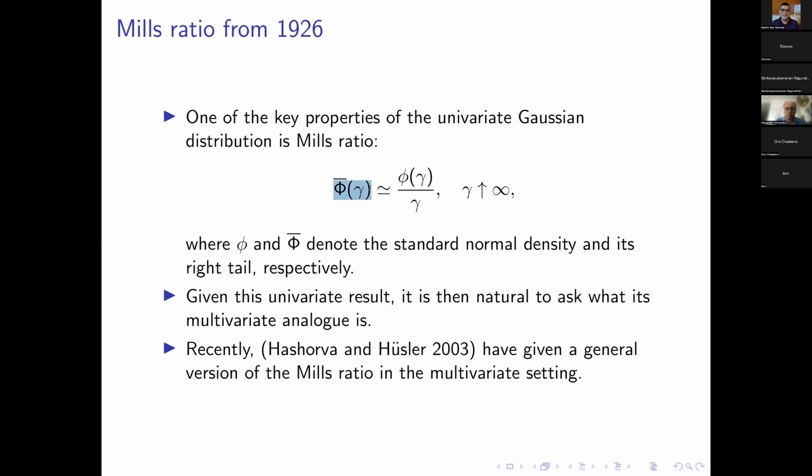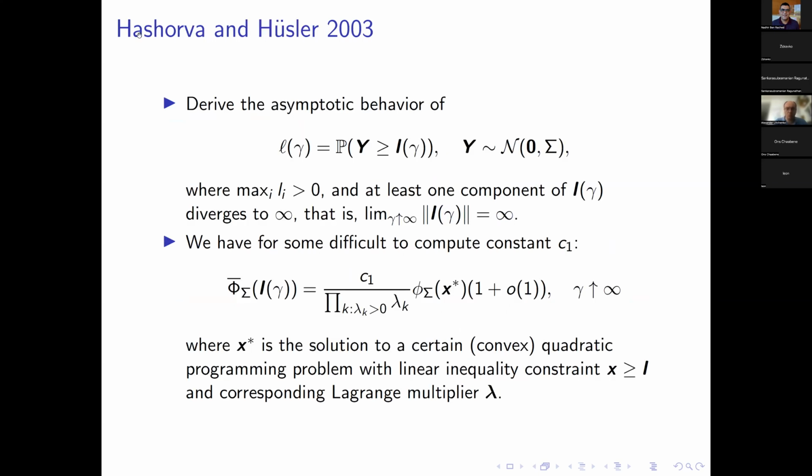Everybody knows that the tail of the normal distribution asymptotically behaves like the normal density divided by gamma here, where gamma goes to infinity. So this result was generalized in the multivariate case by these famous researchers. So, for example, they derived the asymptotic distribution of the multivariate Gaussian tail, where y is multivariate Gaussian, and the formula looks like this. So the formula is very similar to the one-dimensional formula.